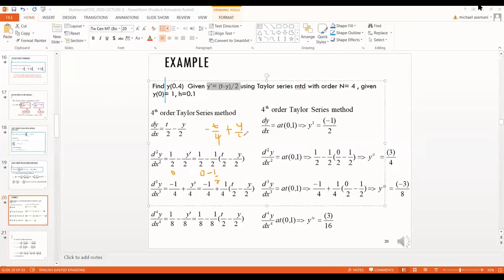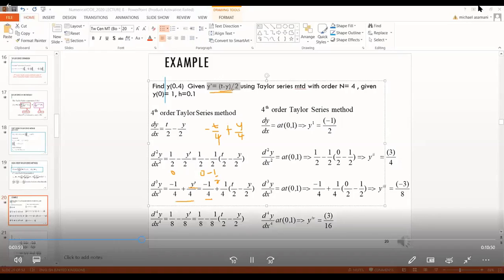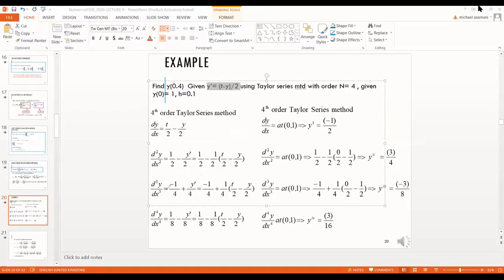Then you differentiate. When we differentiate, we'll get negative 1 over 4, plus 1 over 4 y prime, like you're having here. So negative 1 over 4 plus y prime over 4. And like we know y prime is the same as what you have here, so place it here. So you share this: 1 over 8 is 2 minus y prime over 2. So that is for the fourth order.